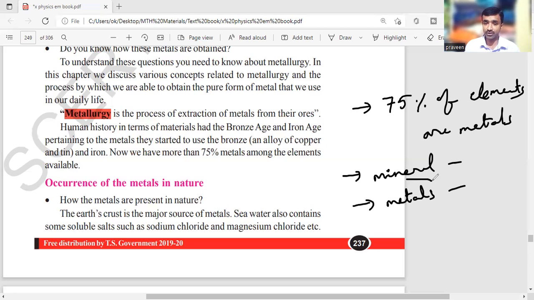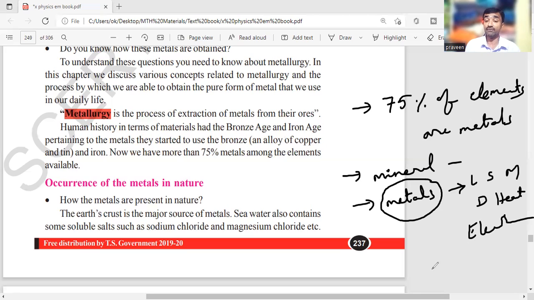So that we can call them metals especially. Then we have some properties to classify them. Every hard substance is not called a metal. Physically they have properties: lustrous, sonority, malleability, ductility. They can conduct heat, they can conduct electricity, like this. And we have chemical properties also. So based on these, the hard substances which are in solid form are called metals, right?